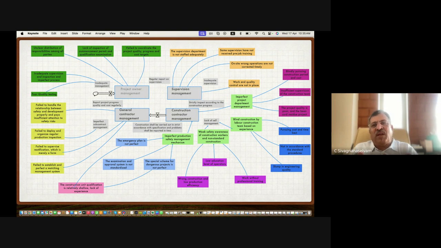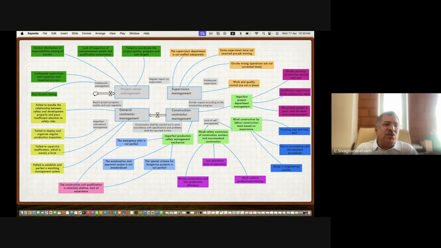The supervision manager may take care of everything, but where again it goes wrong is with the construction contractor's managers, or the general contractor's managers. The general contractor is the person who has taken the work in toto. He should maintain a great relationship between the quality agency and the safety agency. He has to maintain a very good relationship.